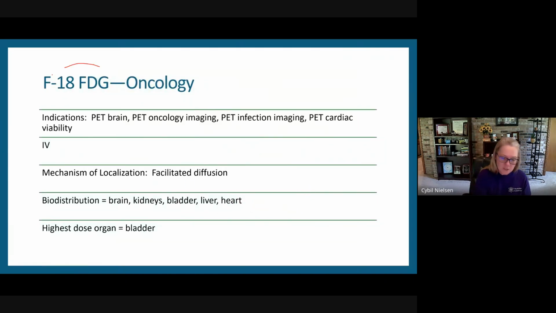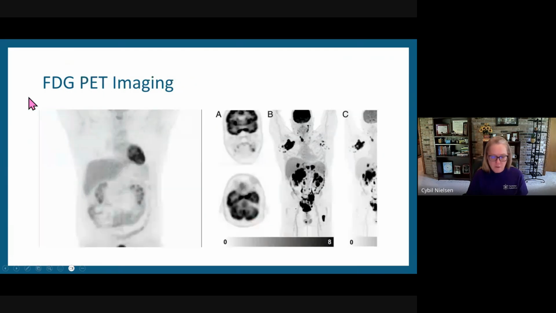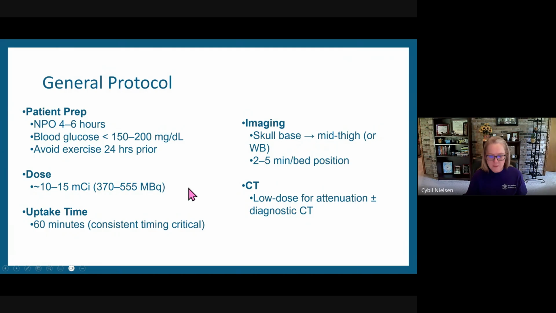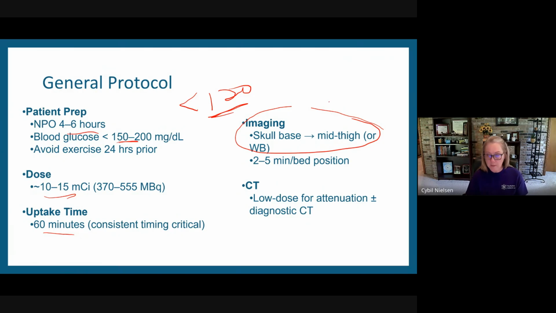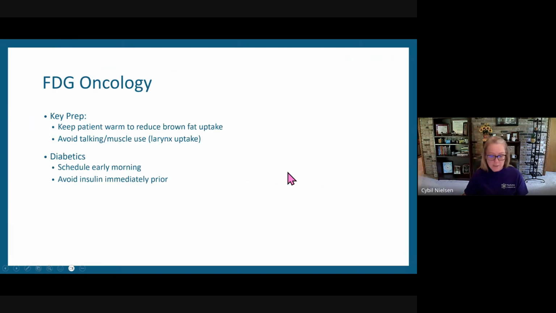All right, FDG for oncology, we can do a lot of different things. What was I going to say here? This is the general protocol. You probably know this better than I do. NPO for 4 to 6 hours. You want a low glucose level. Actually, the normal is less than 120 is normal, but 120 to 150 or 150 to 200 is about what we do. 10 to 15 millicuries, 60-minute uptake time. Most common skull base to mid-thigh, unless you're doing something like melanoma, then top of the head to the bottom of the feet. All right, a couple things to keep in mind. We give the patient a blanket to reduce the brown fat uptake.